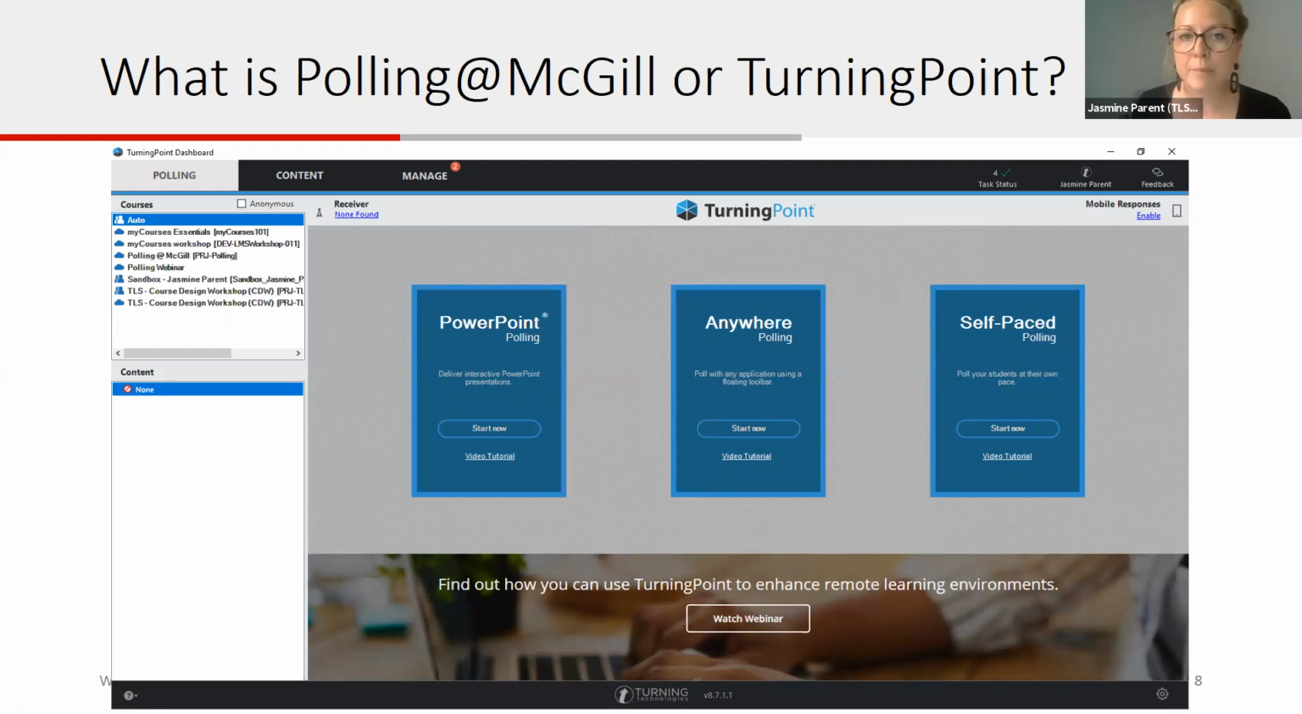So when I say Polling at McGill or Turning Point, I'm actually talking about the same thing. Polling at McGill is McGill's branding of Turning Point Technologies. So this is the Turning Point interface when you open the application on your computer once you have it downloaded and installed. We're going to be focusing on Turning Point to produce polling questions within PowerPoint.